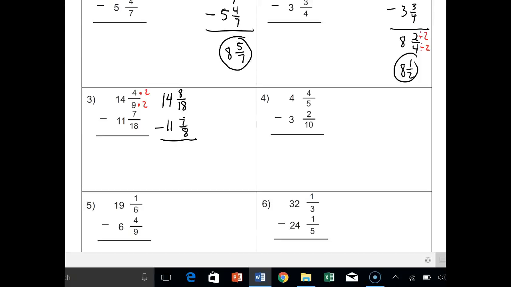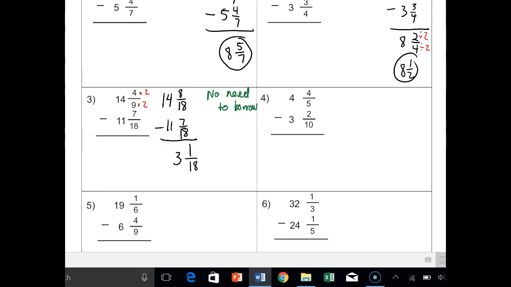So I want to practice kind of a mix-up when sometimes you do have to borrow and sometimes you don't. So here, don't need to borrow. In fact, write that down. No need to borrow. All right, you only borrow when this top numerator is smaller than this bottom numerator. So 8 minus 7 is 1. Sorry, this is 18. My fault. They have common denominators. Over 18, and 14 minus 11 is 3.